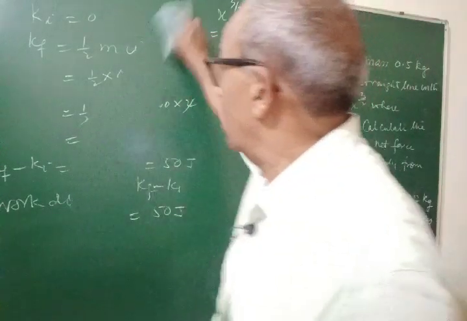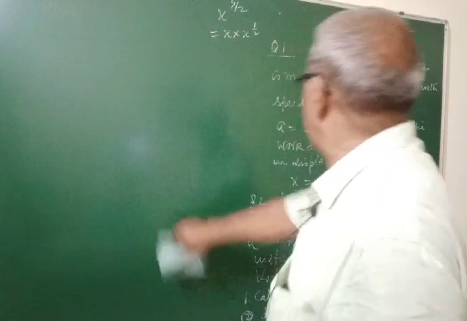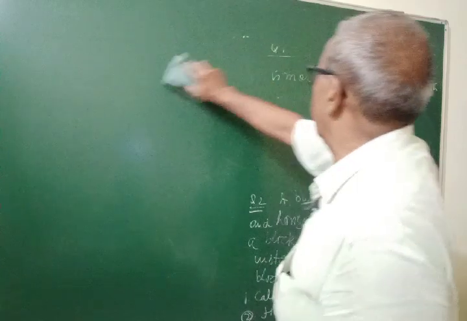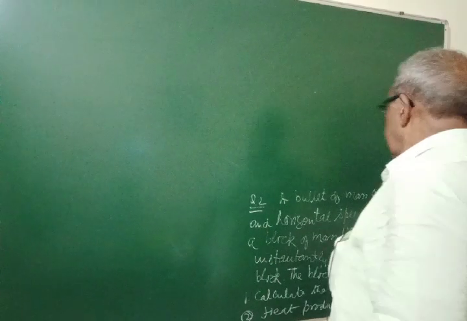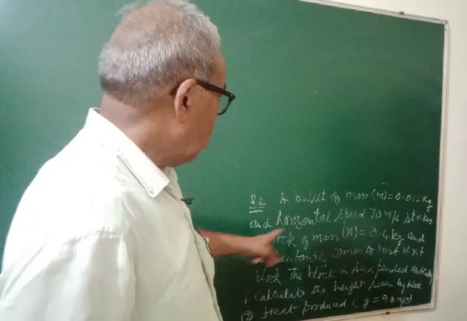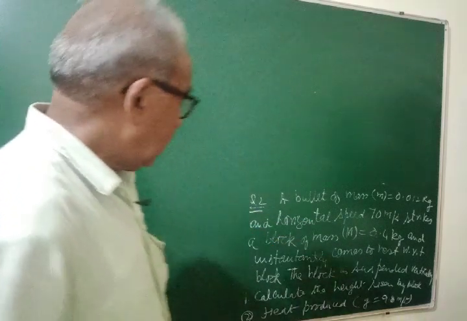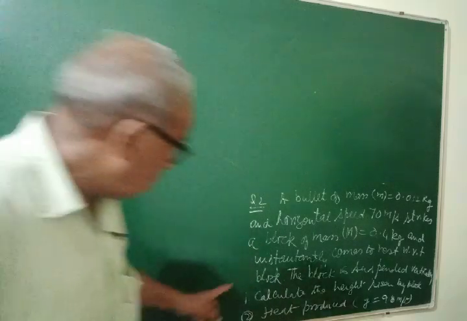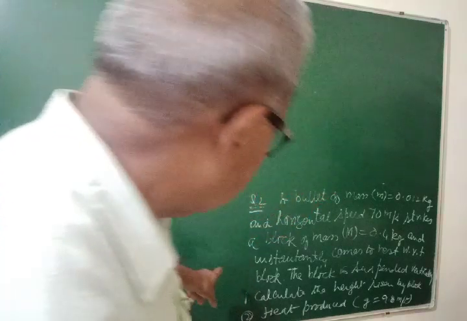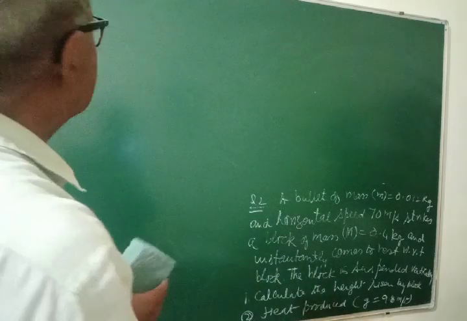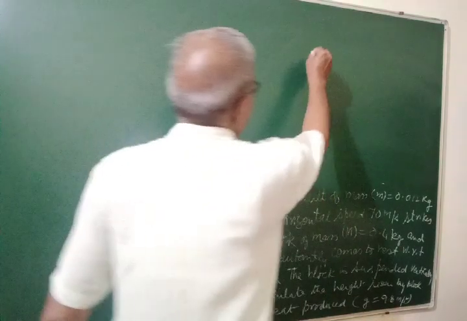Now question number 2, which is written here, a lengthy question. It is based on perfectly inelastic collision. What is that? A bullet of mass 0.012 kg and horizontal speed of 70 meter per second strikes a block of mass 0.4 kg and instantly comes to rest with respect to the block. The block is suspended by a thread, by a string like this. I am explaining the question again.